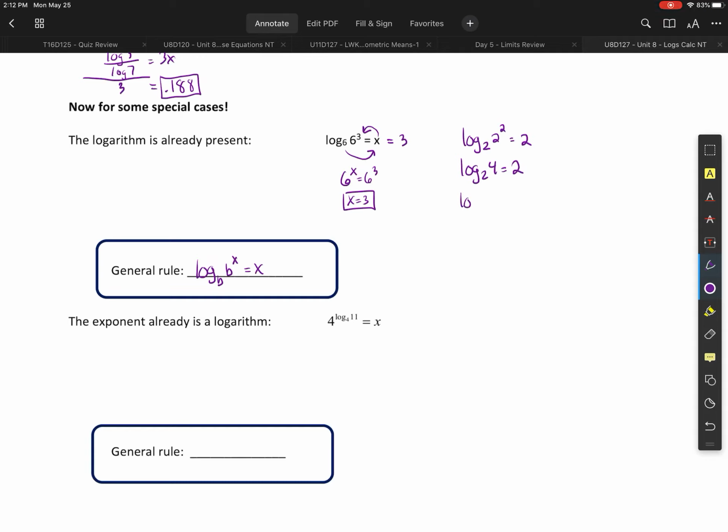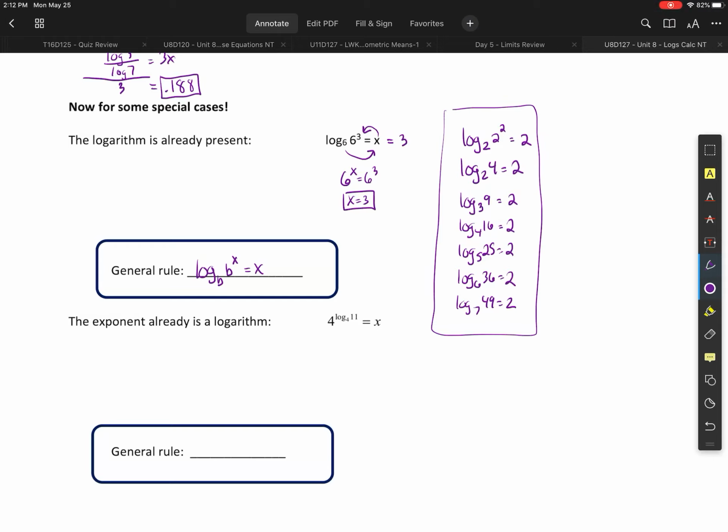And now everything: log base 3 of 9 equals 2. Log base 4 of 16 equals 2. Log base 5 of 25 equals 2. Log base 6 of 36 equals 2. Log base 7 of 49 equals 2. Because in all these situations, 7 to what power, 6 to what power, 5 to what power, 4 to what power, 3 to what power, right? All of them being squared gives us that argument number there.